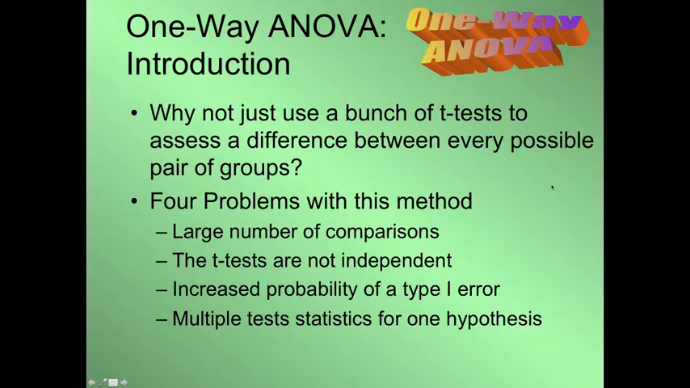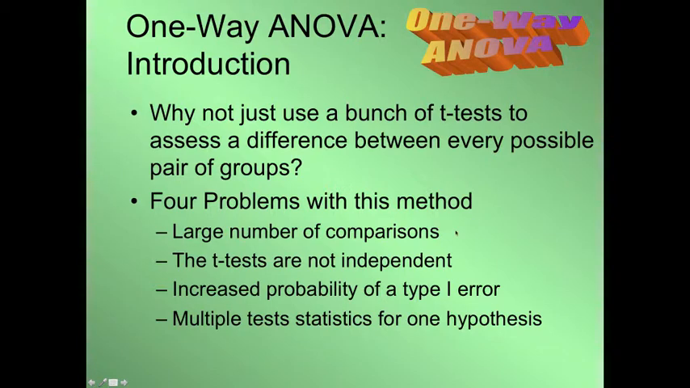So you might ask yourself, why not simply use a bunch of t-tests, okay, to assess a difference between every possible pair of groups? So, for example, let's say, again, you have three groups, control, placebo versus 10 milligrams versus 50 milligrams, okay? Let's say that those are your three groups. Why not just compare placebo with 10 milligram, placebo with 50 milligram, and then 10 milligram versus 50 milligram. Okay, why not just run three t-tests instead of using a whole new test statistic, the one-way ANOVA? Well, there are four problems with just running a bunch of t-tests.